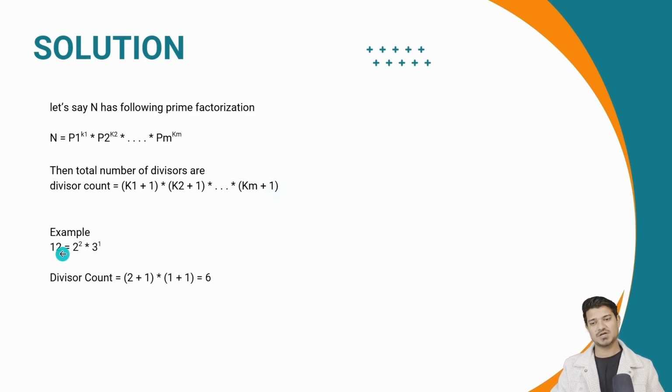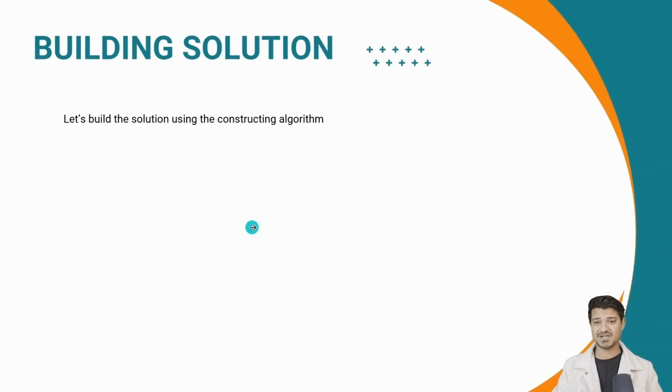Example, 12 has 2 raised to power 2 times 3 raised to power 1. So (2 plus 1) times (1 plus 1), that is 6. So see, this is how easy it is to find the total number of divisors using prime factorization. Now the question is, why does it work? Of course, we have to go through that also. I just can't tell you a formula and not explain why this works, right?